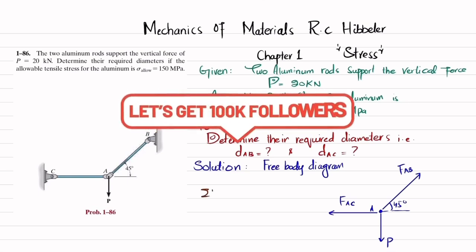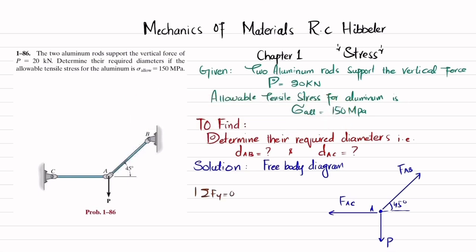The first equation of equilibrium is that the sum of all forces along y direction must be equal to 0, and upward force is taken as positive. So you can see FAB will have two components. One is the x component, which is FAB cos of 45 degrees. And one will be its y component, the vertical component, which is FAB sine of 45 degrees. And this P, which is 20 kilonewton, is acting downward.